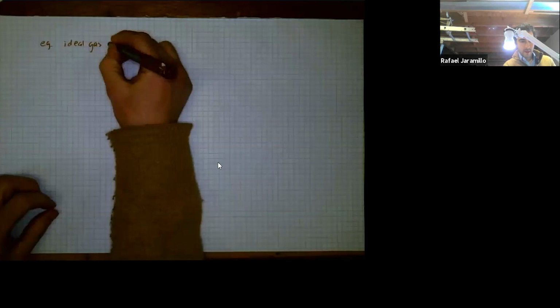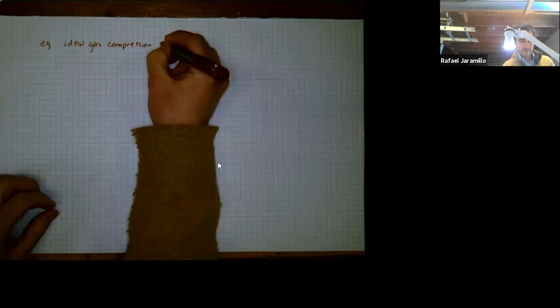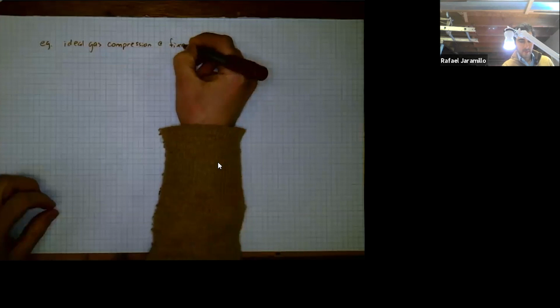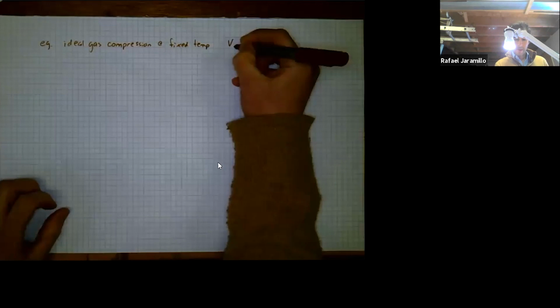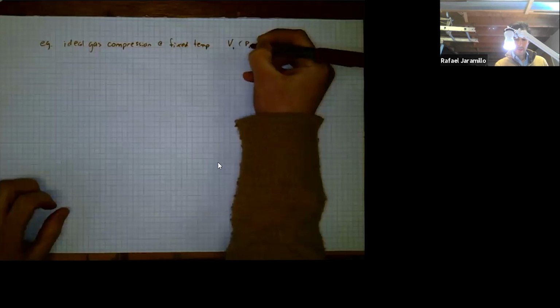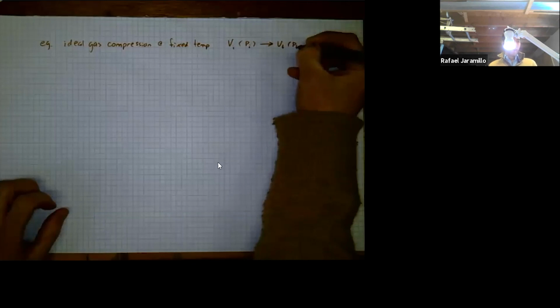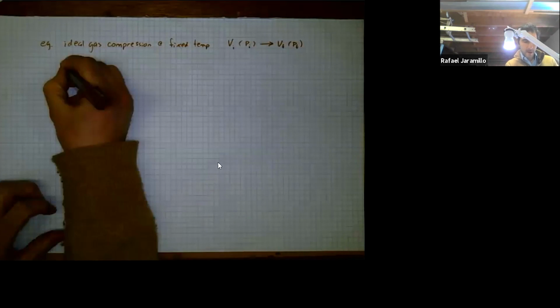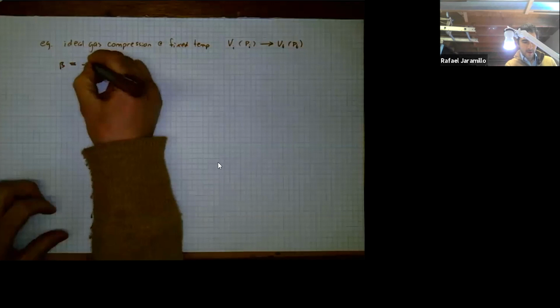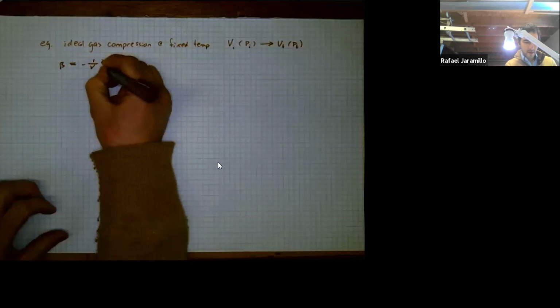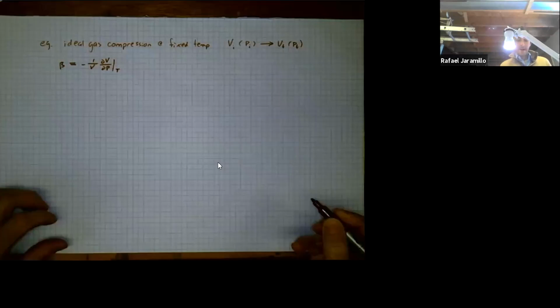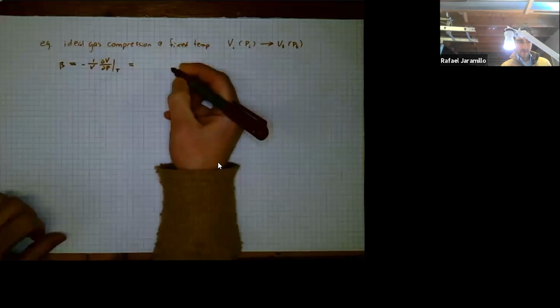So let's consider ideal gas compression at fixed temp. Volume initial at pressure initial going to volume final at pressure final. All right, so compressibility equals minus 1 over V dV dP at fixed temperature. And for an ideal gas, this is very, very simple.